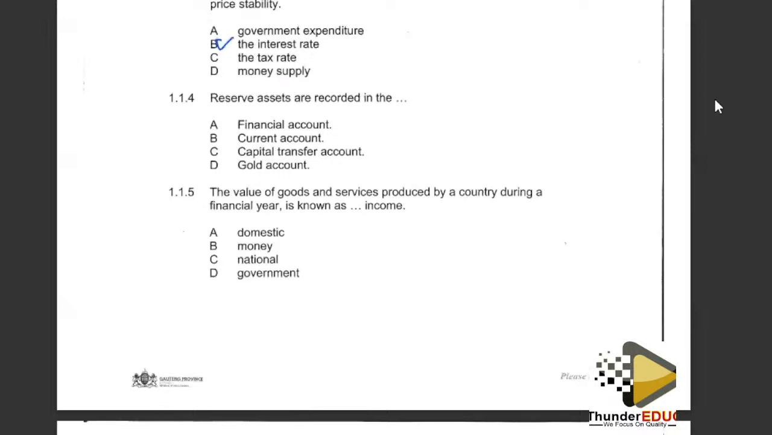Okay, right, grade 12. Let's move on to the next question, 1.1.4. It reads as follows: Reserve assets are recorded in the dash. Let's talk of the word asset, and let's talk of the word reserve. Reserve means that you put aside, you don't actually use that asset at the moment.